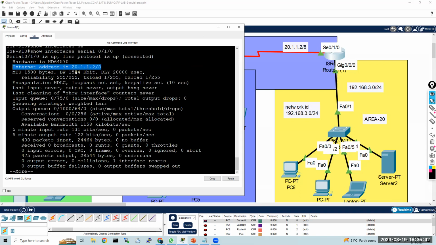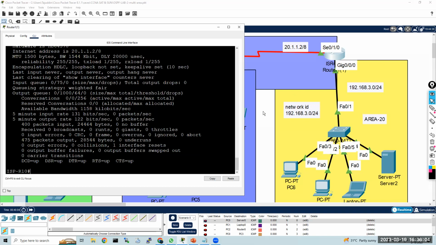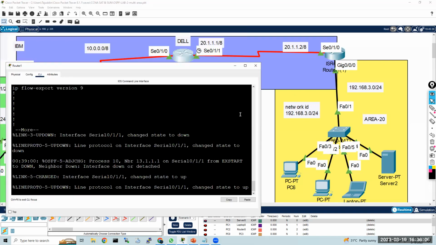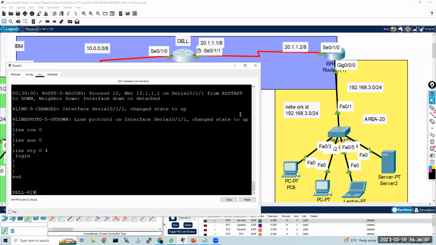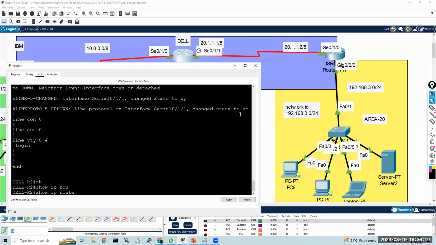Is the correct IP address? Yes, it's correct. MTU 500, bandwidth is this, delay, reliability. I think the problem is with these two. When we set the clock rate, we need to use the serial interface connectivity with the watch sign inside. See, in this middle router, show IP route.